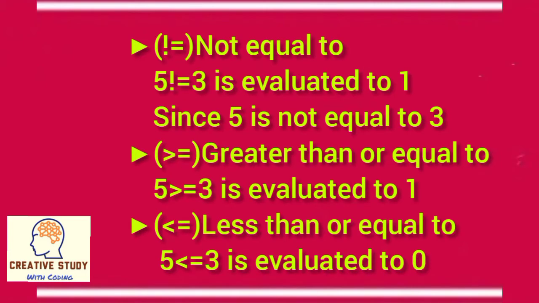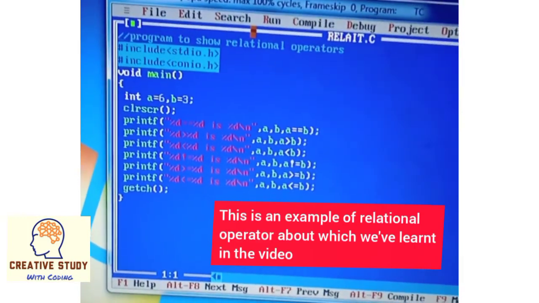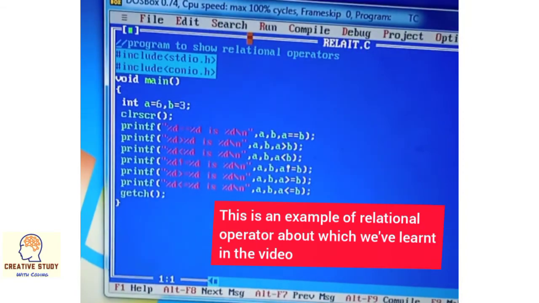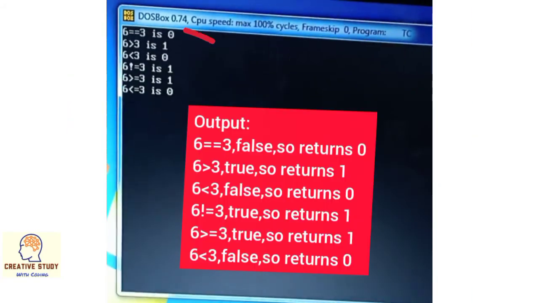Let's see not equal to. 5 not equal to 3 is evaluated to 1 since 5 is not equal to 3. Let's see greater than or equal to. 5 is greater than or equal to 3 is evaluated to 1 because 5 is greater than 3. Let's see less than or equal to. 5 is less than or equal to 3 is evaluated to 0 since 5 is neither less than 3 nor equal to 3. This is an example of relational operators about which we learnt in the video. Compile and run the program and get the output.